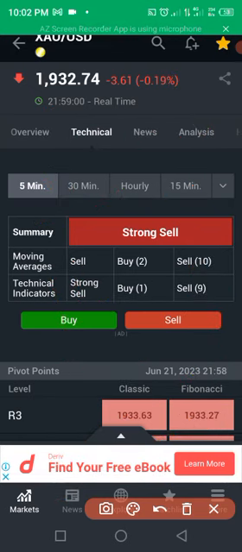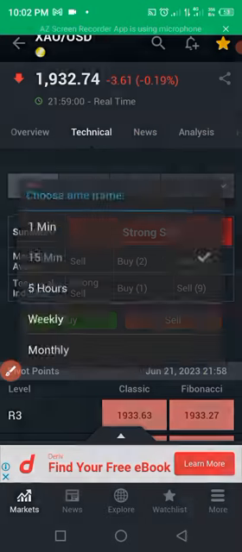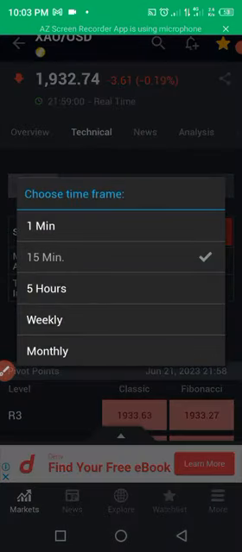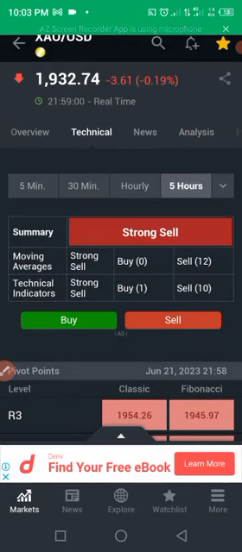start from daily. Daily must be on strong sell, 4 hours strong sell, 1 hour strong sell, 15 minutes strong sell. Actually, I don't use 30 minutes, so I don't care if 30 minutes is strong sell, but make sure your daily is strong sell, your 4 hour strong sell, your hourly, that is your 1 hour strong sell, your 15 minutes strong sell.